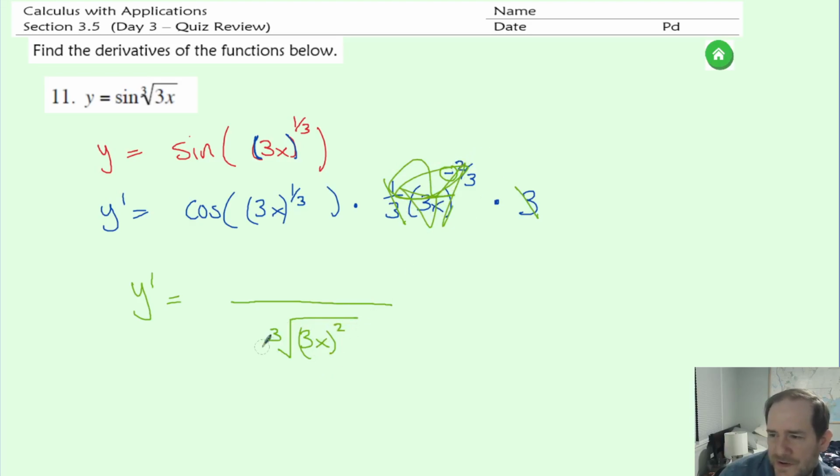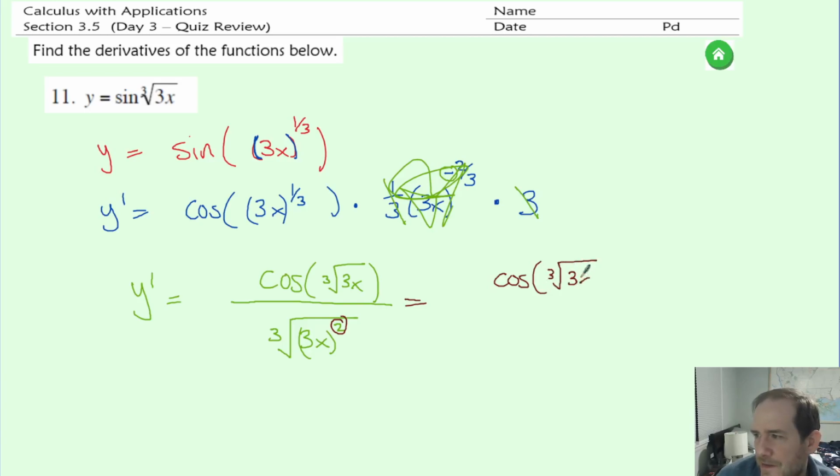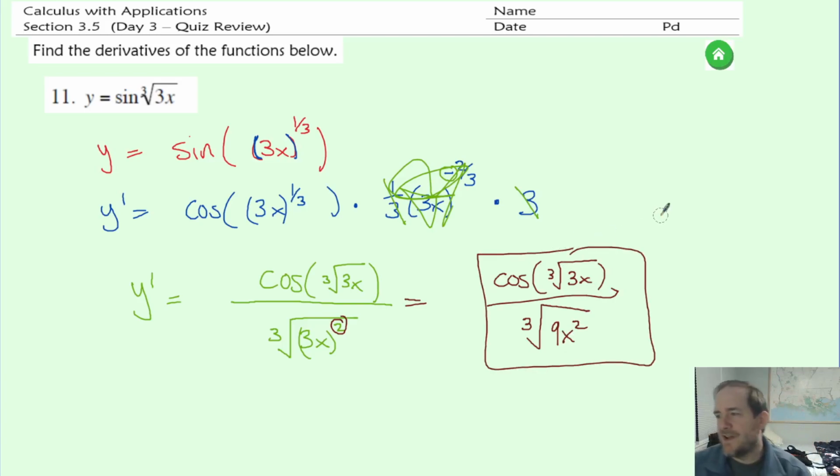Put it into the denominator, turn back into a radical. My numerator would just be the cosine expression, which still wants to turn back into a radical, so it'll be cosine of the cube root of 3x. So just one thing left to do. This 3x squared, you probably want to just square that and say 9x squared. So I think your best answer is to say that your cosine of the cube root of 3x, that's our expression in the numerator, and downstairs we have the cube root of a 9x squared. And I like that. That seems like a good answer. So leave it like that.